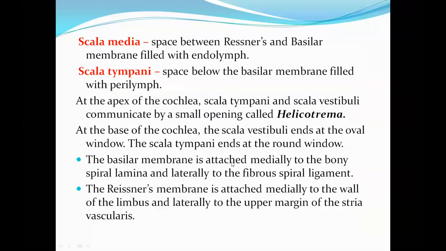See, the basilar membrane lies medial to the bony spiral lamina and lateral to the fibrous spiral ligament. Reissner's membrane is attached medially to the limbus. That is, medially the limbus is there, and laterally there is the upper margin of the stria vascularis.